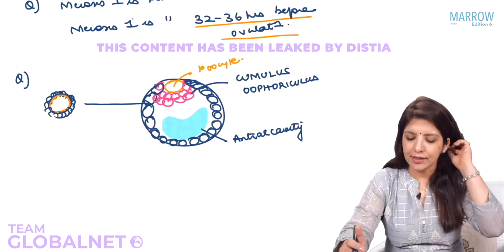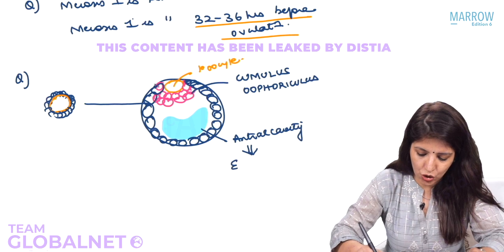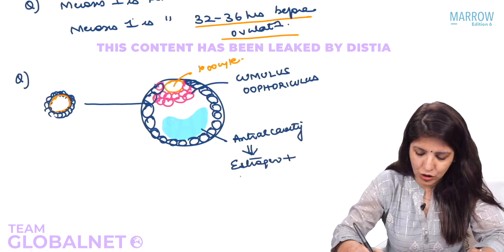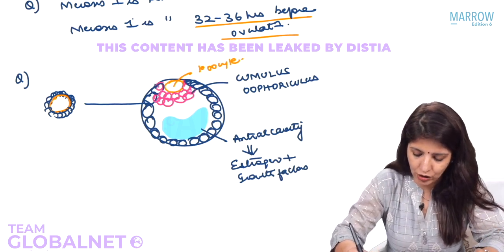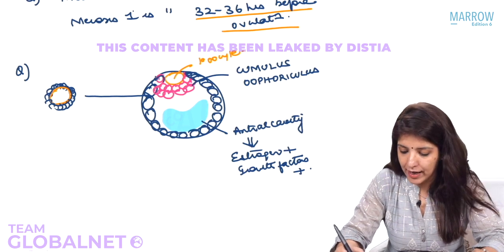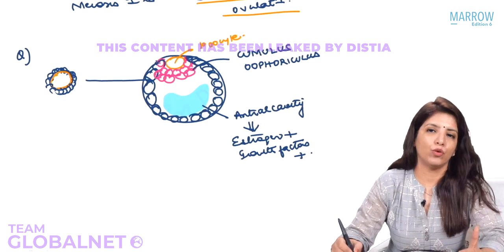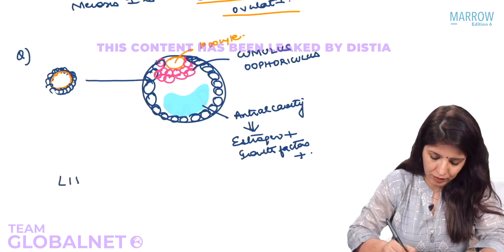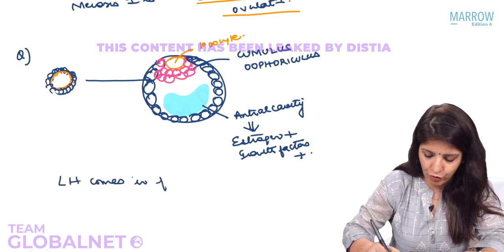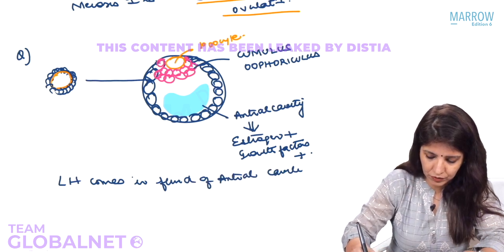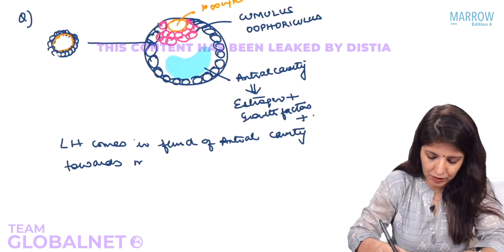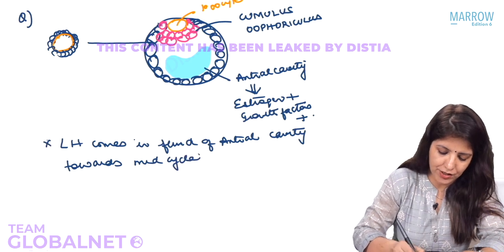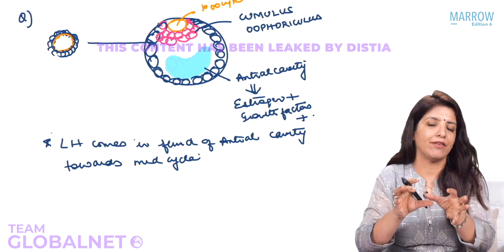Another thing. Now, in this antral cavity, estrogen will be present, plus growth factors will be present. The fluid of the antral cavity will have estrogen and growth factors, right? Now, LH comes in the antral cavity fluid only in the mid of the cycle. LH comes in the fluid of the antral cavity towards the mid of the cycle, right? After the LH surge, the LH will also come into the antral cavity fluid.